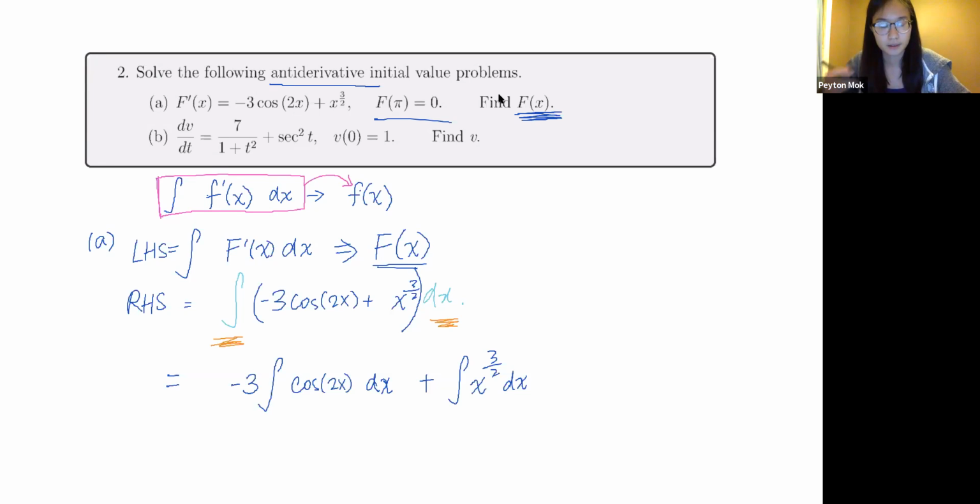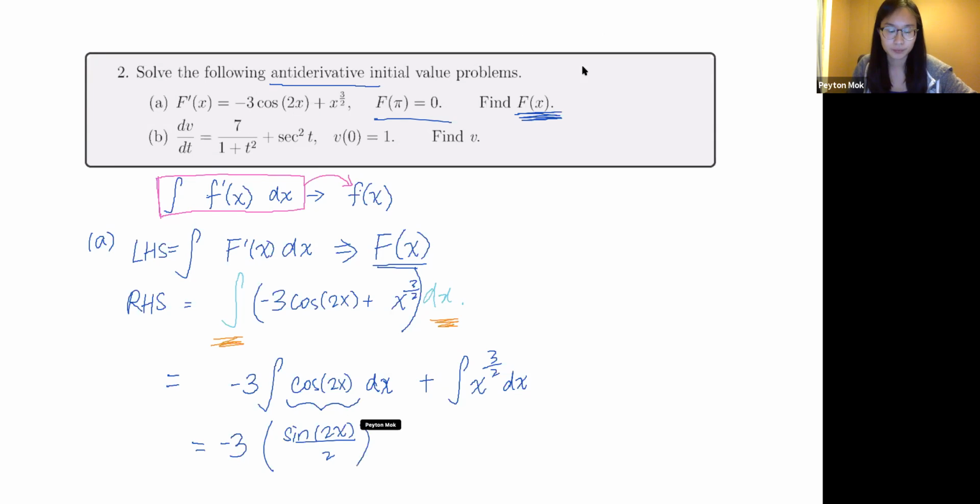We integrate it. So after you integrate for cosine 2x, this will change to minus 3 times sine 2x over 2. And then for the next term, this will change to 2 over 5 x to the power 5 over 2.